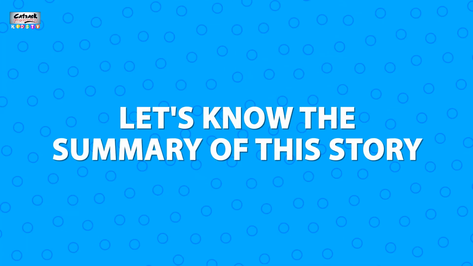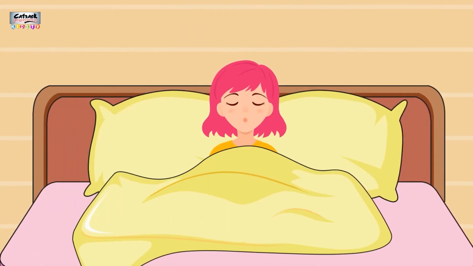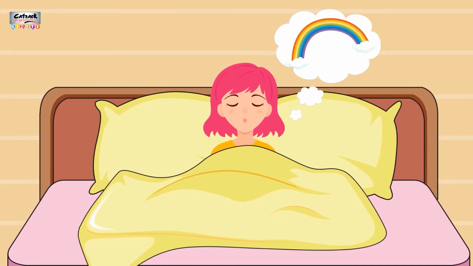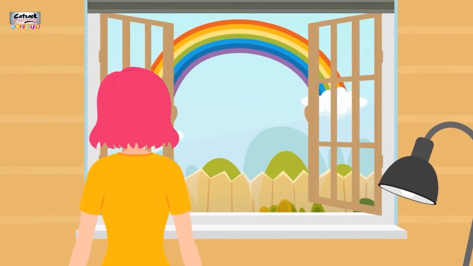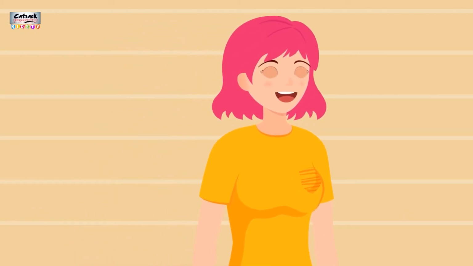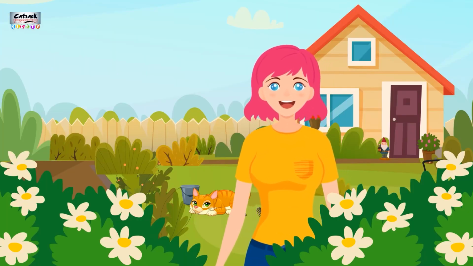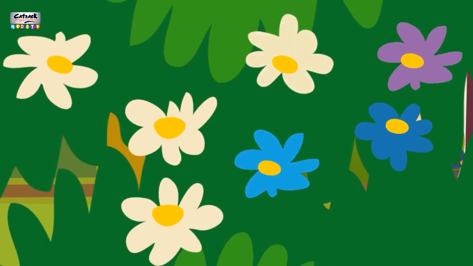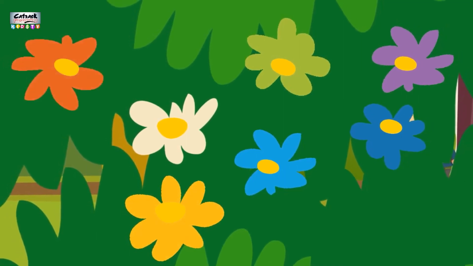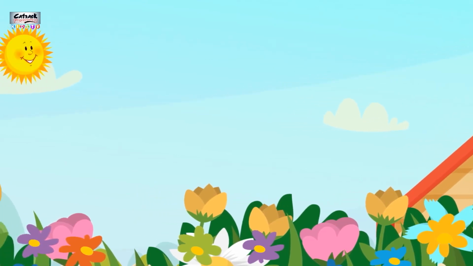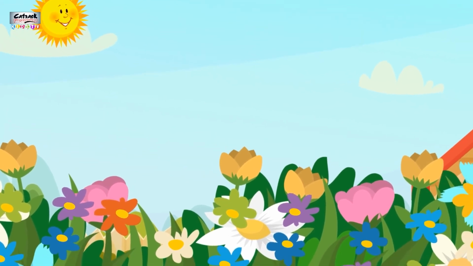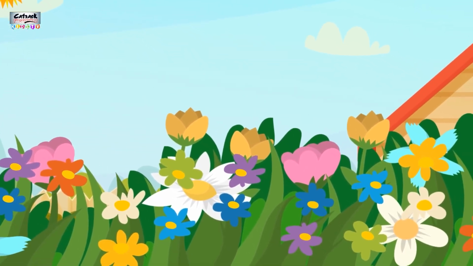Let's know the summary of this story. The story is about a girl named Anandi. One day Anandi was sleeping and dreaming of rainbow. When she woke up, she saw a rainbow in the sky. She ran out and thought to paint the flower of her garden with the rainbow colors. She actually painted all the colors except yellow. She left the yellow color for the sun. The rainbow had gone when Anandi finished the painting. The garden now looks extremely beautiful with colorful flowers.